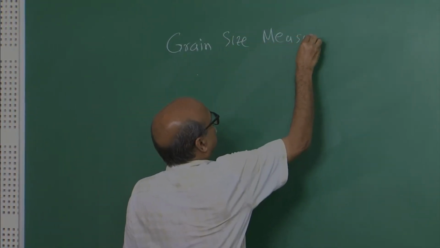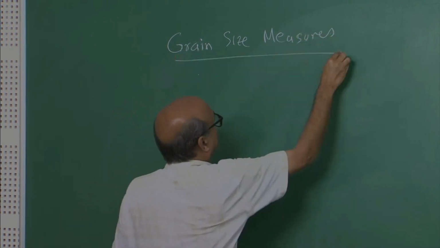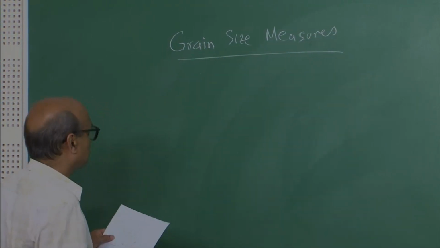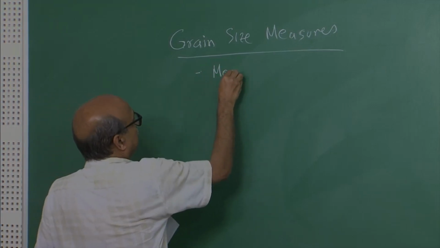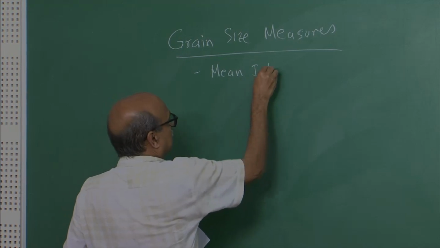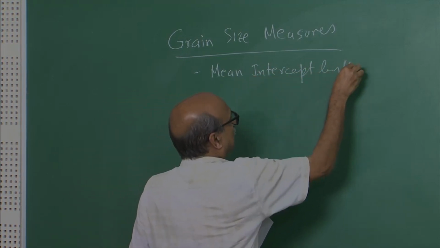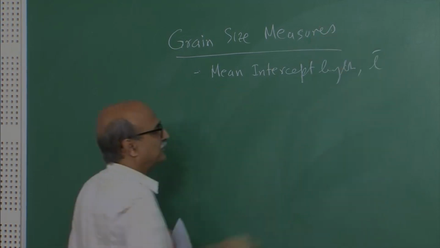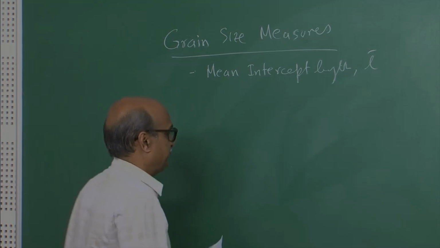We saw in the last lecture one particular grain size measure which was called the mean intercept length, which as a symbol I have put as L bar.